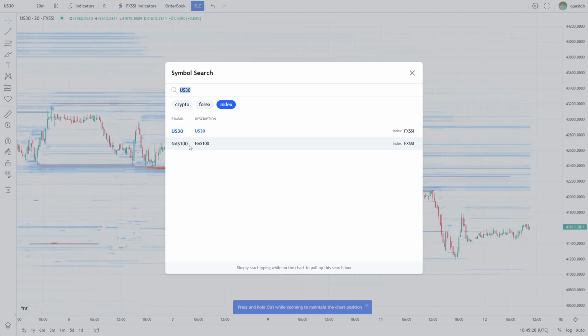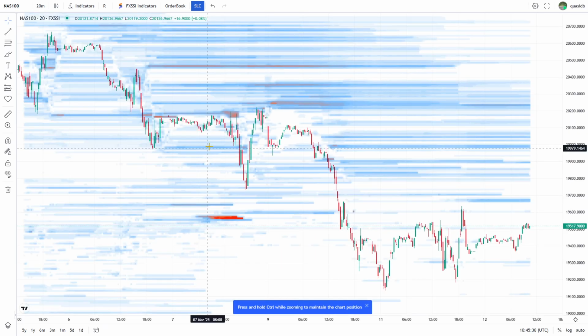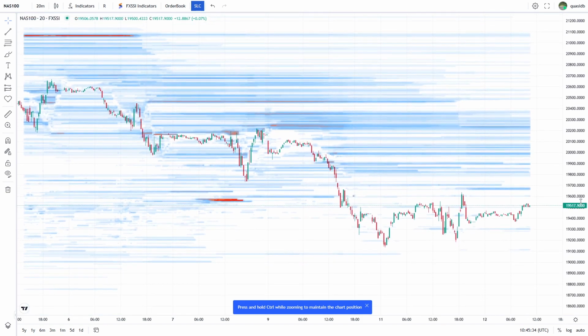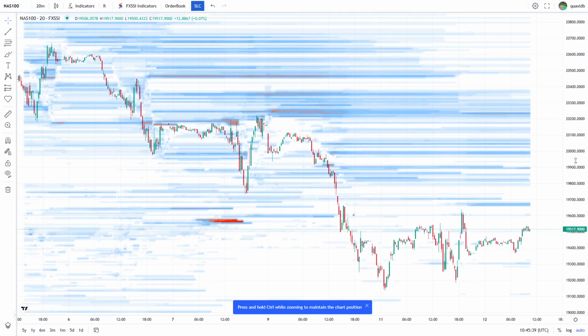Let's quickly look at NASDAQ, and then that'll be it. Oh, it's a ton, actually a ton above, nothing below. So that could be bullish. We're going to come up and take all these stops out of the market. Just a bit crazy.